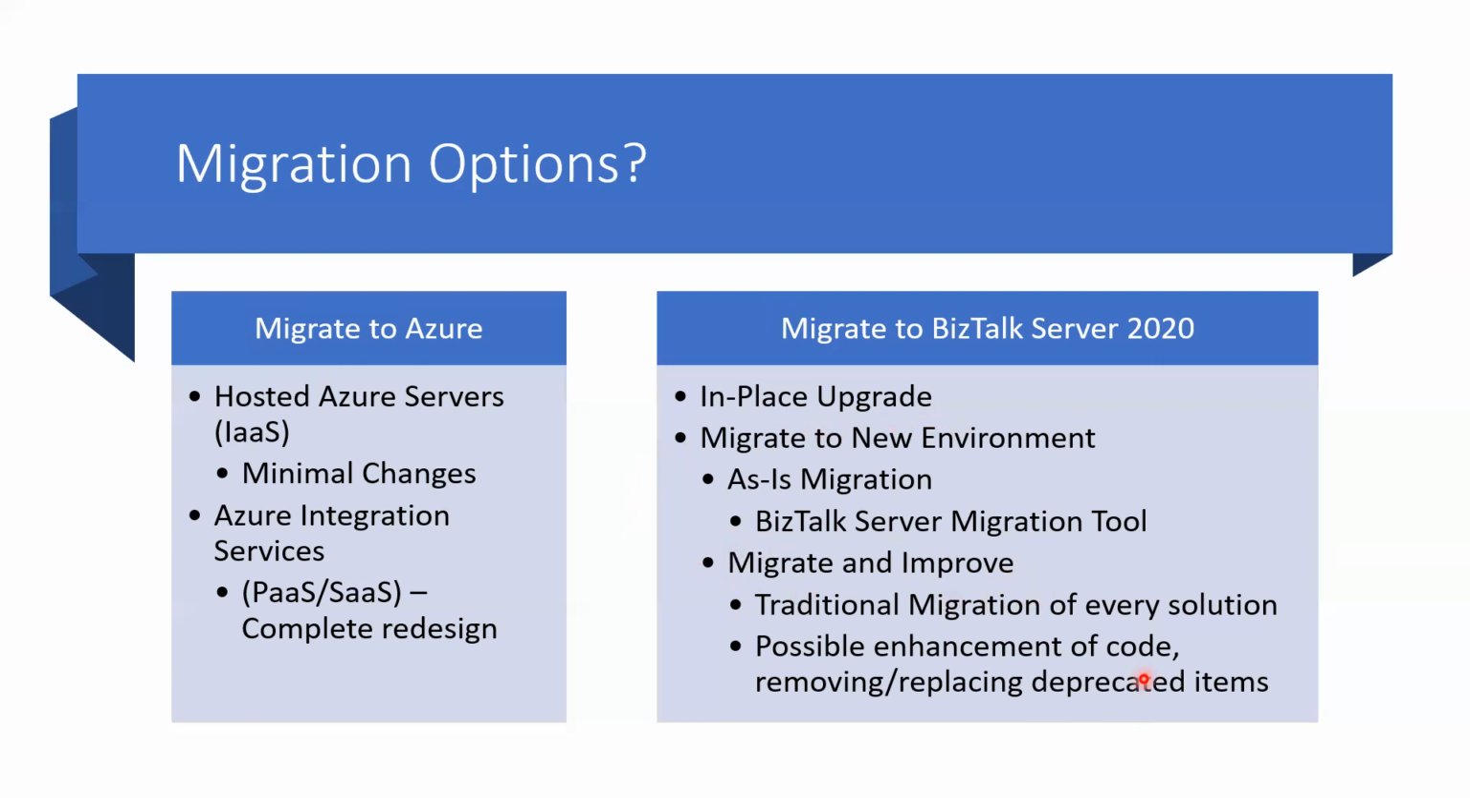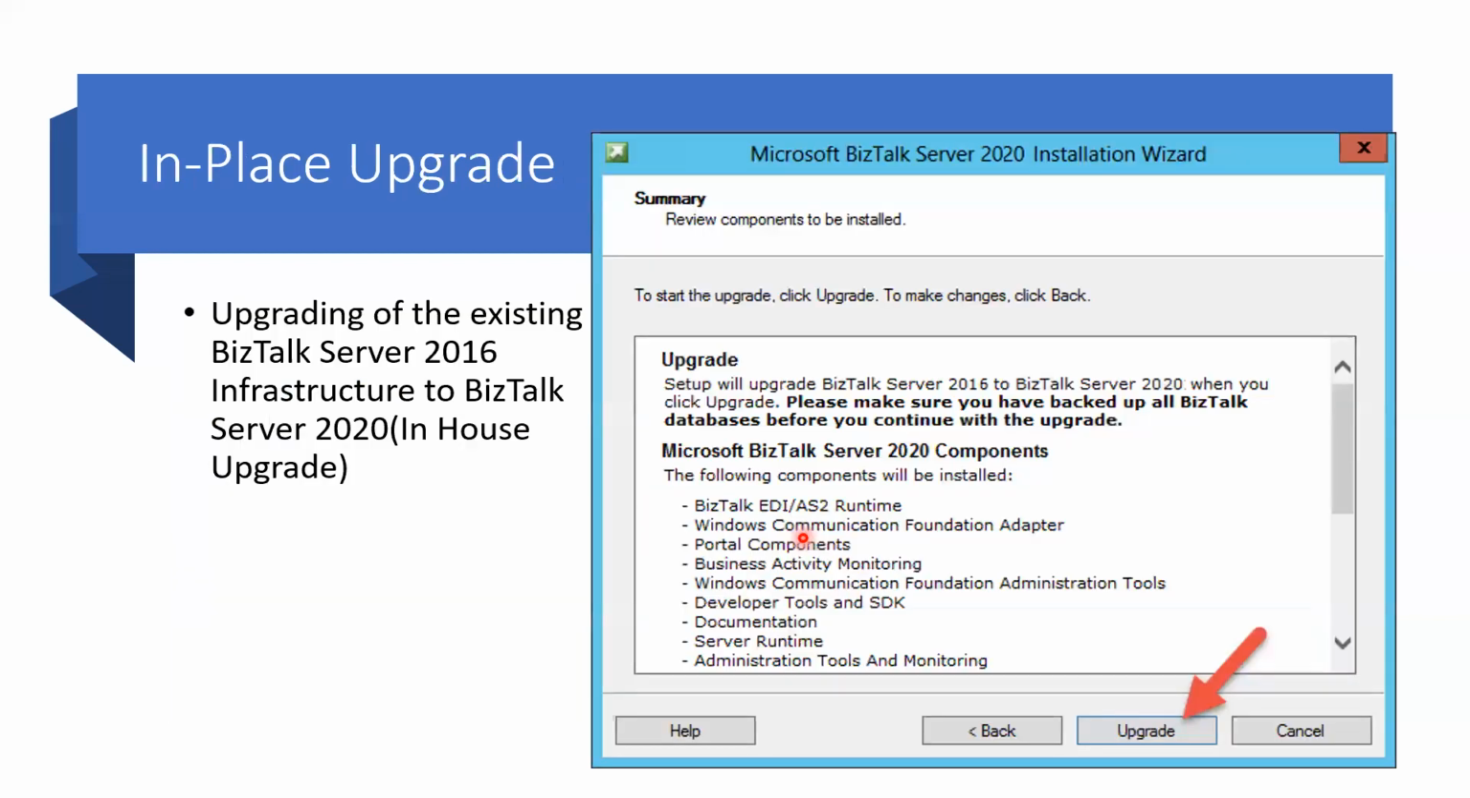We'll discuss all these options. If you want to migrate to a new environment, you can use the MSIT tool. That is one option that will definitely speed up your process with very minimal effort. However, if you want to improve as well, you can go for traditional migration, where you open each and every solution in the latest version and migrate it to the latest code. So that is our second approach.